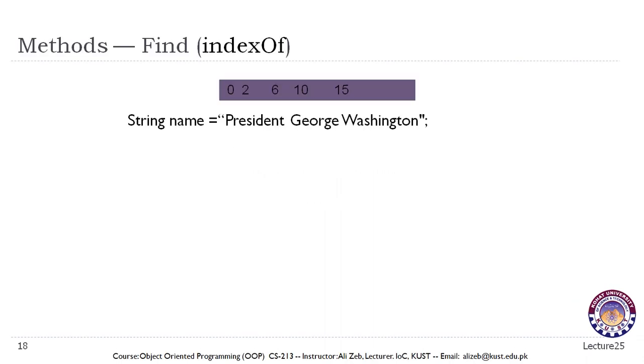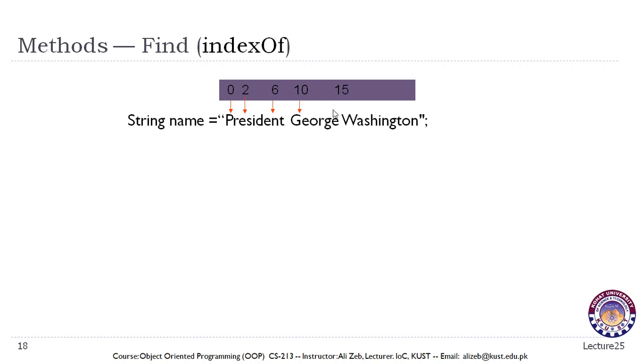You can also use the indexOf method to find the position of characters in our strings. So let's say you are given this string, the name of President George Washington, and we understand that we start with 0 and then we have an index number for each of these characters. So 0 will point to the first character, 2 will point to the third character because our counting starts from 0, and similarly 6 will point to the seventh character.